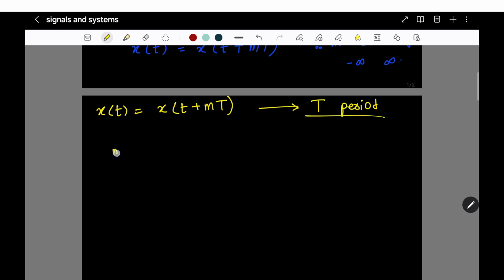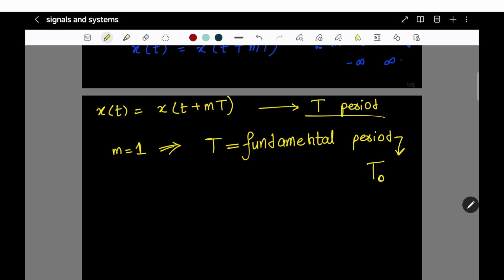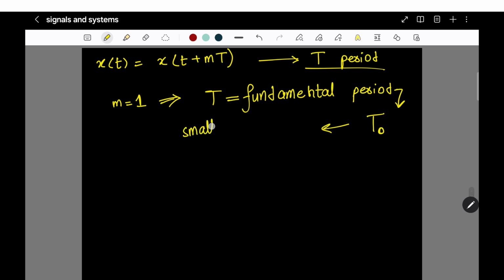So if m is equal to 1, then this period T is called the fundamental period, which is the smallest, first smallest time period after which the signal repeats itself. Fundamental period, and this is denoted by T of 0. So this is the smallest value at which the signal repeats itself.